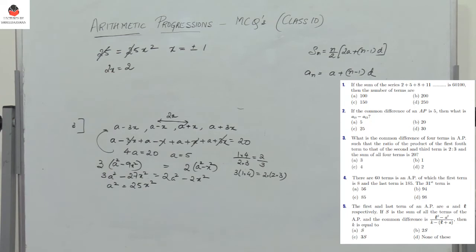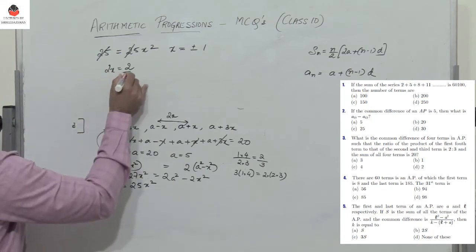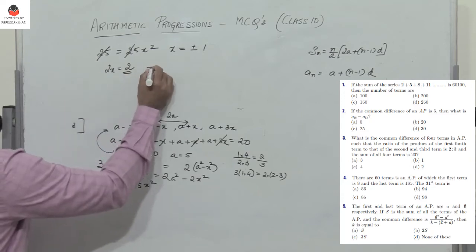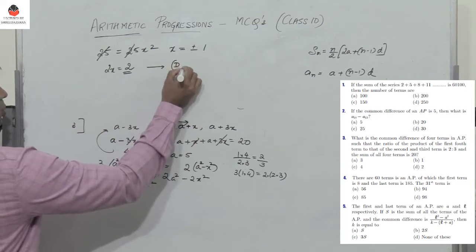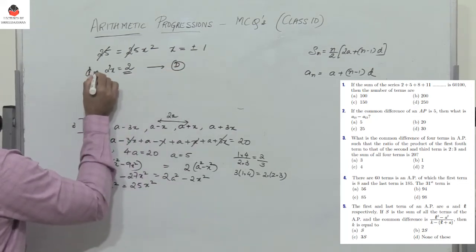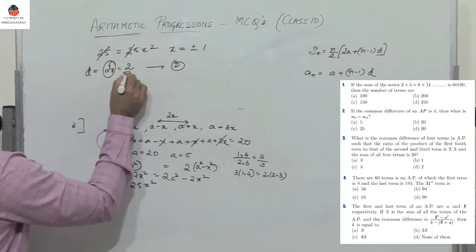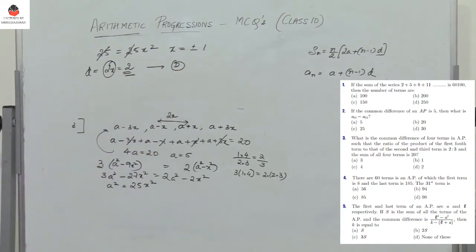We need to find the common difference. We don't have to find the terms. So therefore the common difference is 2 here. So observe all the 4 options. The answer is D, which is 2. So the common difference D is 2x, which is equal to 2, which corresponds to option D.